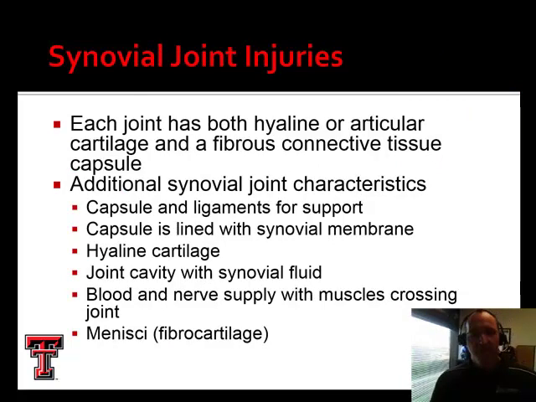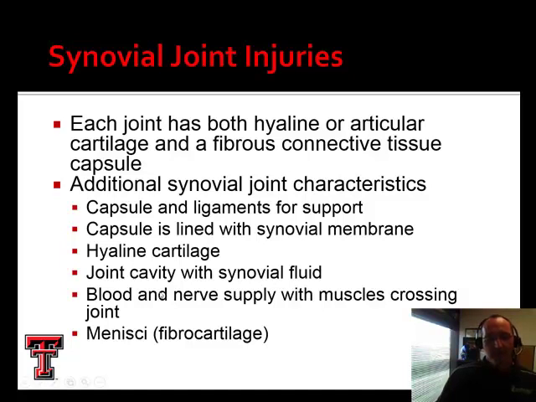That leads us to joint injuries. Each joint has both hyaline or articular cartilage and then a fibrous connective tissue capsule. The synovial joints themselves, we've got the capsule and then thickenings of that capsule, or sometimes separate ligaments altogether for support. That capsule is lined with a synovial membrane. We've got hyaline cartilage that is smooth and slippery that facilitates movement. That joint cavity contains synovial fluid.